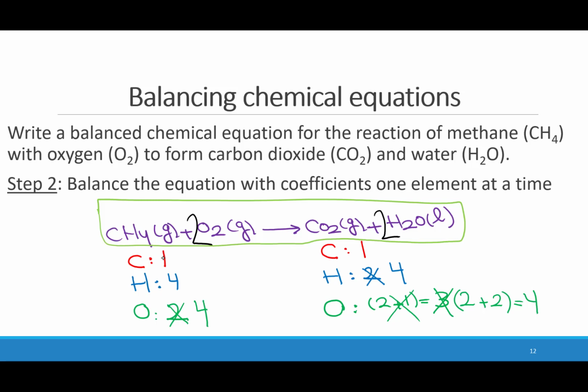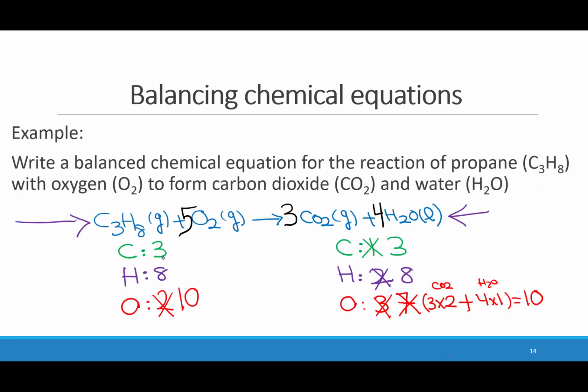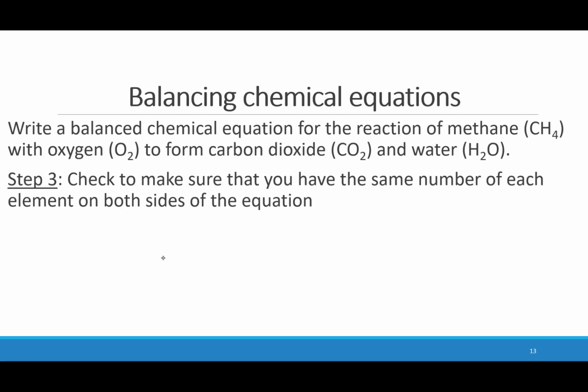Since we have 4 hydrogen on the reactant side, if you add a coefficient 2, you will have 4 hydrogen on the product side. And then that makes 2 and 2, which is 4 oxygen. And if you add a coefficient 2, you will also have 4 oxygen. As we did before, this equation is now completely balanced because we have 1 carbon on each side, 4 hydrogen on each side, and 4 oxygen on each side. And that's what we have to do. We have to check to make sure that we have the same number of each element on each side, which we did.